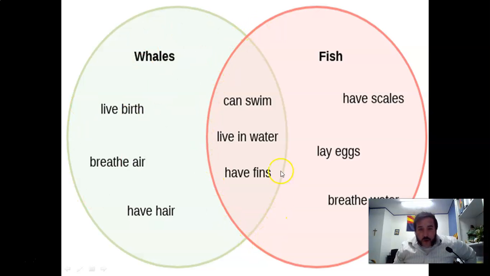And if you notice the interlocking circles, fish and whales, even though they're quite different, they do have certain things that are similar, that are the same. For instance, both whales and fish can swim. Both whales and fish live in the water. Don't go up the mountain to try to find them. You're not going to find them. Both of them have fins to help them swim. That's what they have in common. That's why it's in this middle section here that intersects.